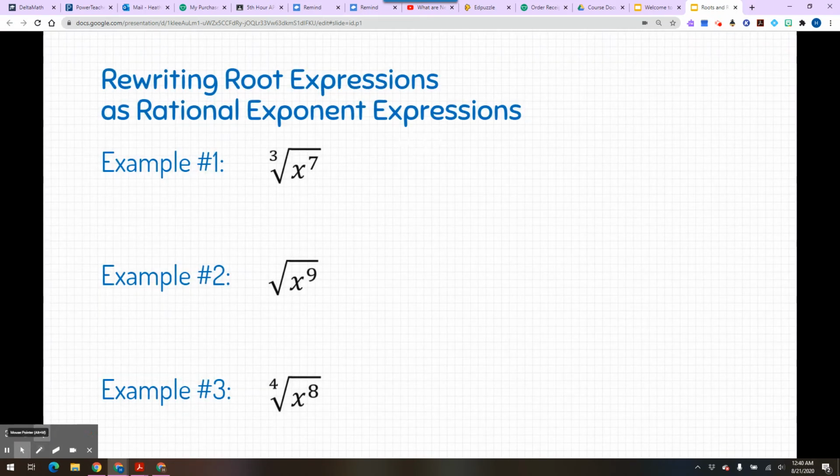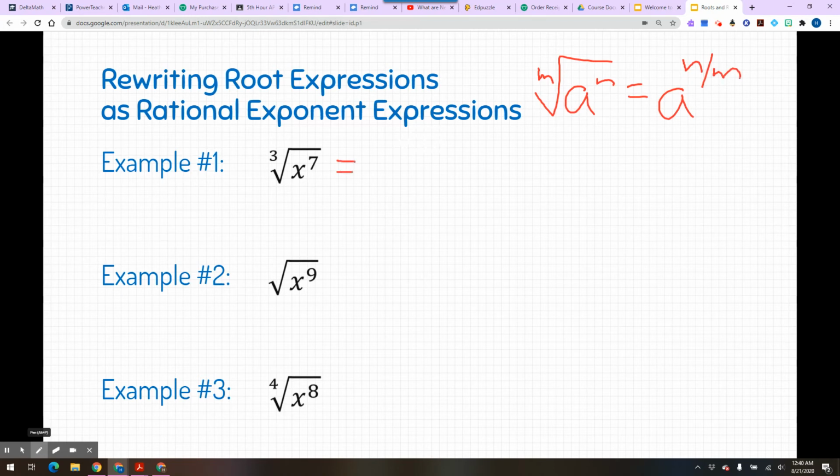In this next example, we're going to talk about the relationship between a root expression and an expression with a rational exponent. So these 3 examples given are all in root form, and the connection is this. The nth root of a to the nth power is equivalent to a to the n over m. So for instance, in example 1, the third root of x to the 7th is equal to x to the 7 thirds.